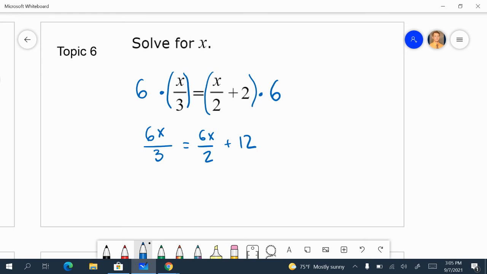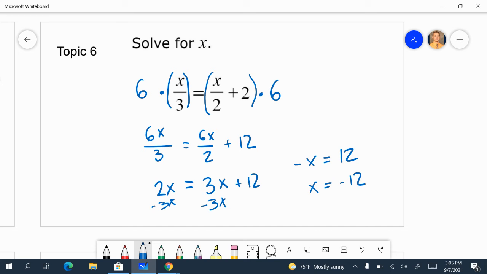Now, the purpose of that was so we can simplify our fractions. 6 divided by 3 on the left-hand side is a 2, so we'll be left with 2x equals, and then 6 divided by 2 is 3, so we'll be left with 3x plus 12. Now it's simply combining like terms and solving. So real quickly with that, we'll get -x equals 12, which is the same thing as x equals -12 if you divided both sides by -1, for example. That's your answer for number 6.